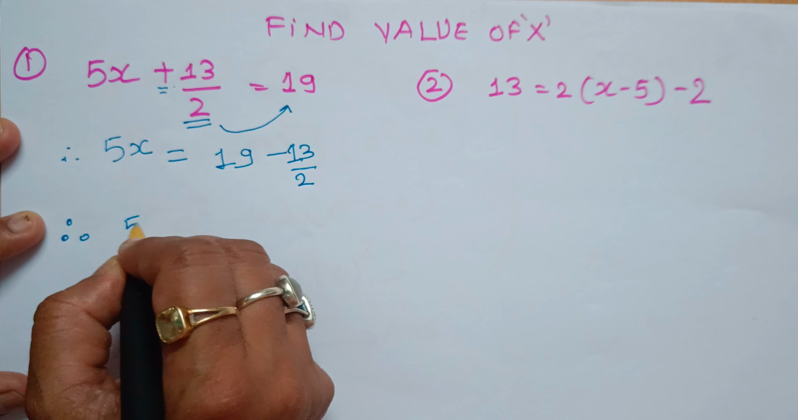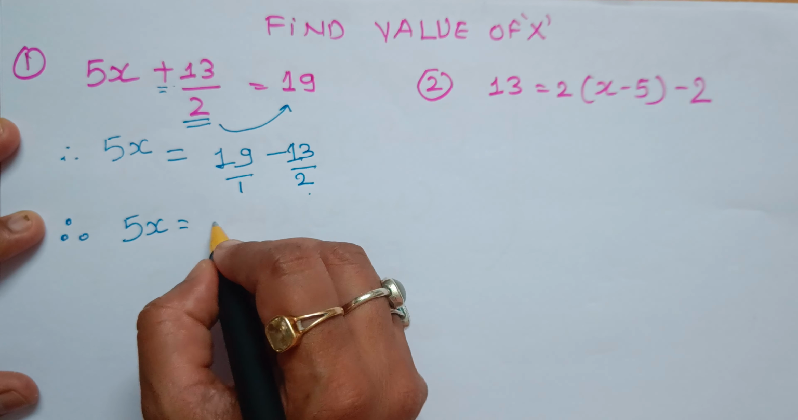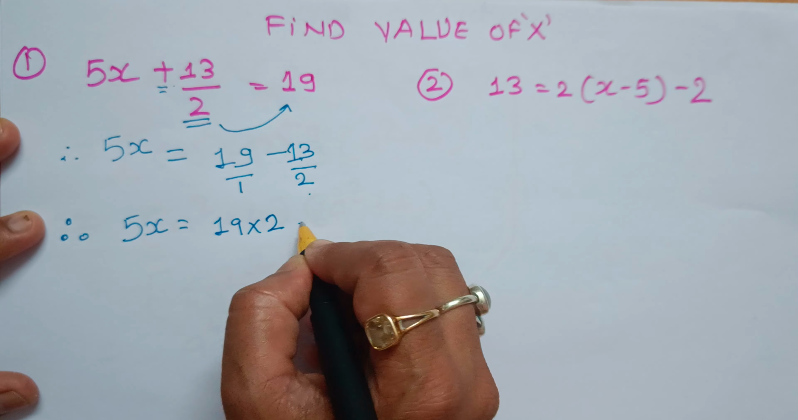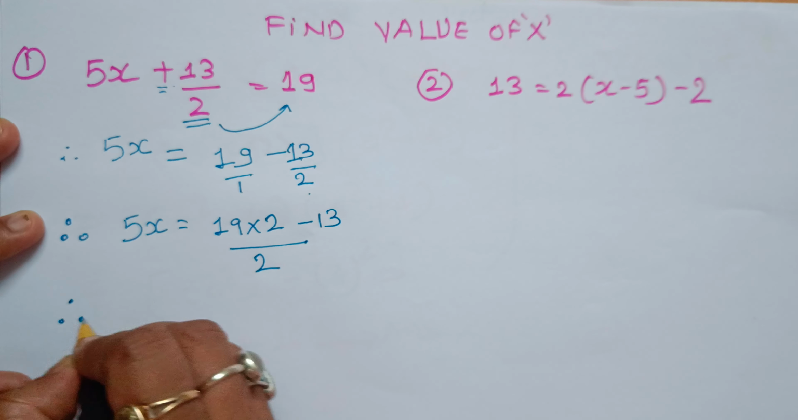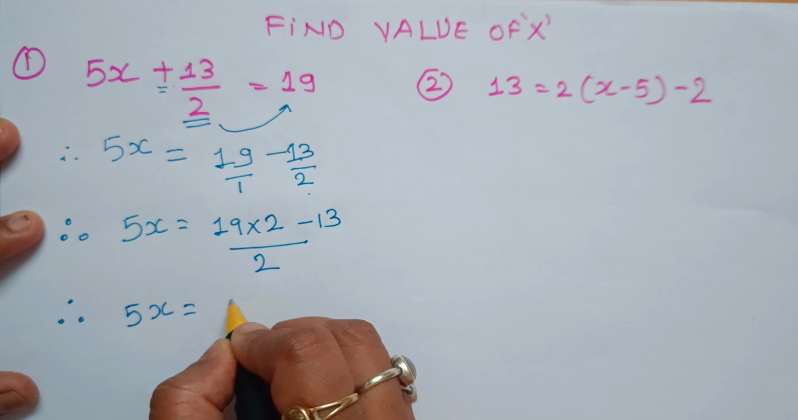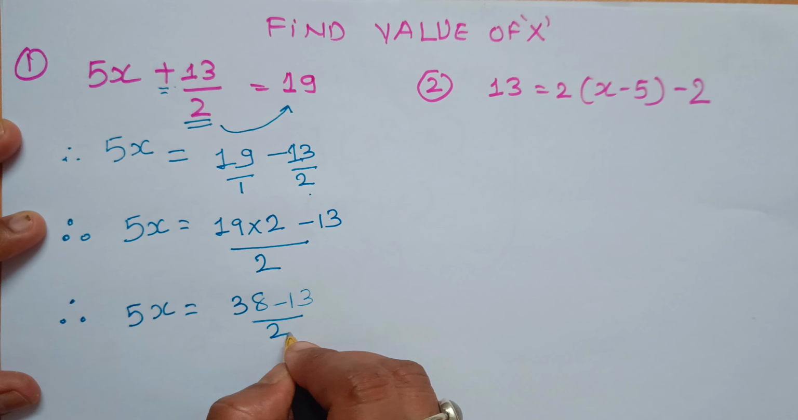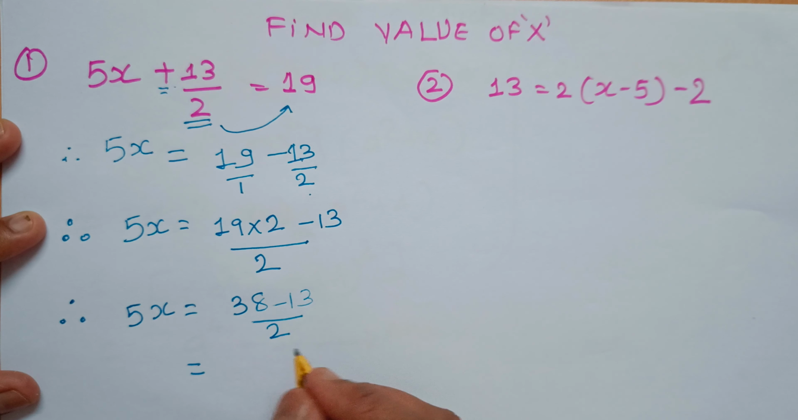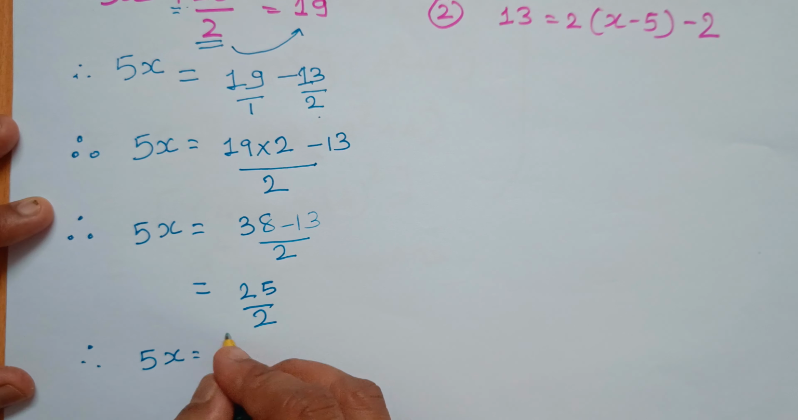Therefore, 5x is equal to, here the LCM is 2. Therefore, 19 multiplied by 2 minus 13 divided by 2. Therefore, 5x is equal to 38 minus 13 divided by 2, which is equal to 25 by 2. Therefore, 5x is equal to 25 by 2.